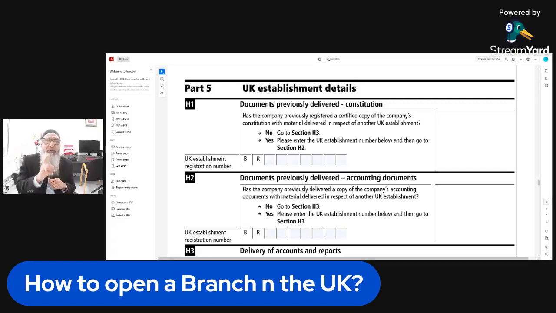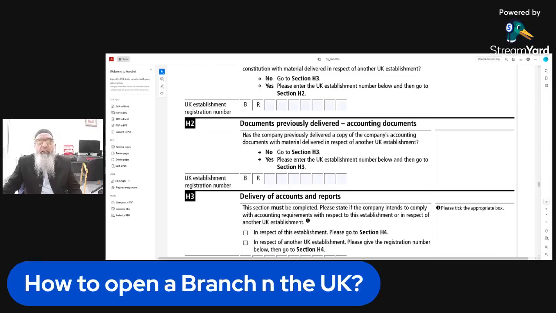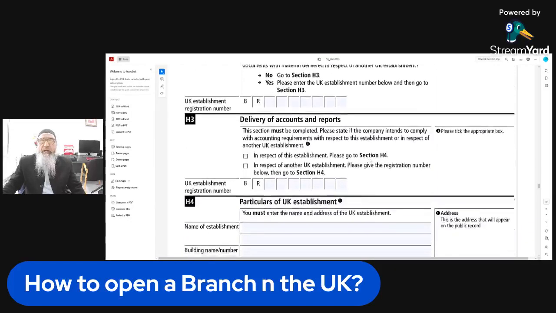So H1, part 1, H1 is documents previously delivered, constitution. Has the company previously registered a certified copy of the company's constitution with material delivered in respect of another UK establishment? Yes, no. You are supposed to give the branch number if it was previously registered. Documents previously delivered, accounting documents. Has the company previously delivered a copy of the company's accounting documents with material delivered in respect of another UK establishment? Yes, no. Again, you are supposed to state the establishment registration number.